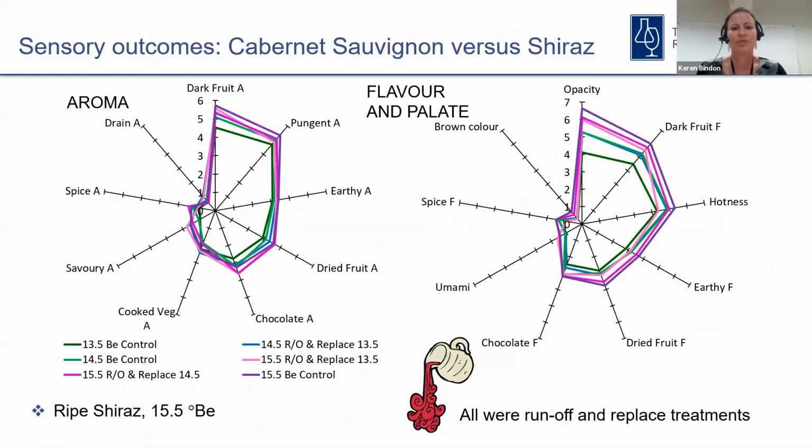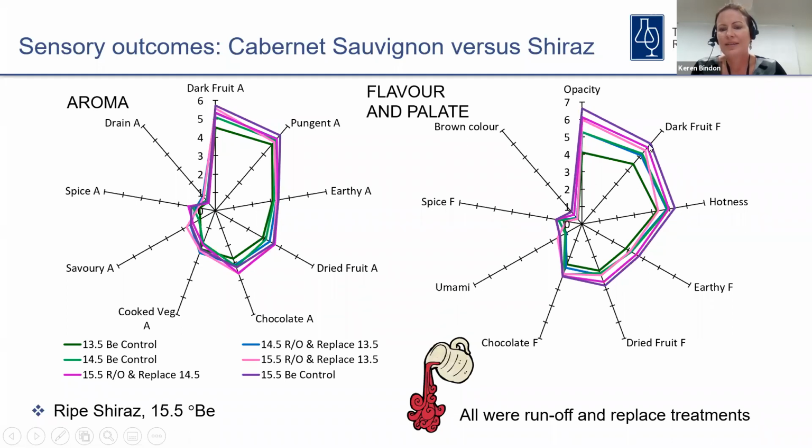Moving on to Shiraz. This was also done with the ripest fruit that we looked at in the studies, 15.5 Baume. And clearly here, looking at this flavour and palate graph, the strongest difference is an increase in opacity. So as we saw that trend in tannin and colour increasing with ripening, we see an increase in the wine's opacity. And I pointed out some of those losses in phenolics that happened with water addition. Here you can see losses in opacity with water addition, but clearly higher than the earlier harvests.